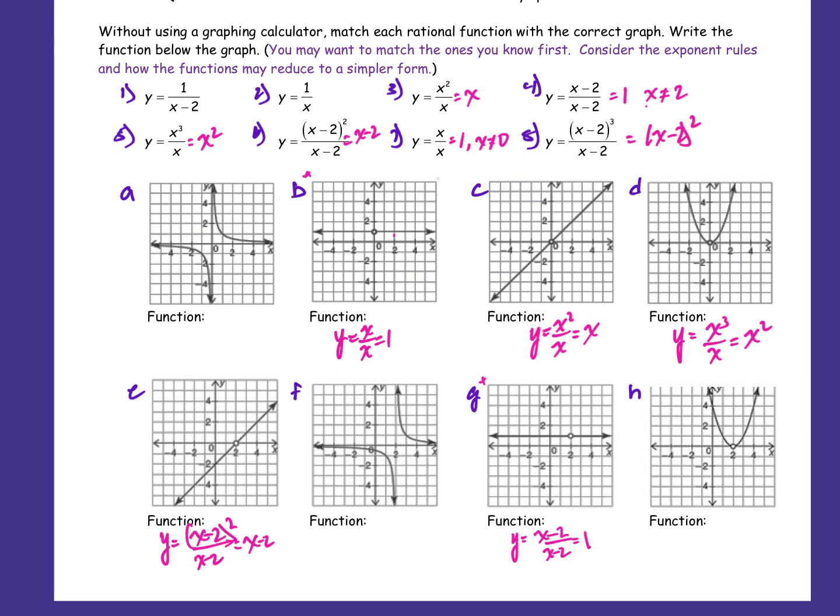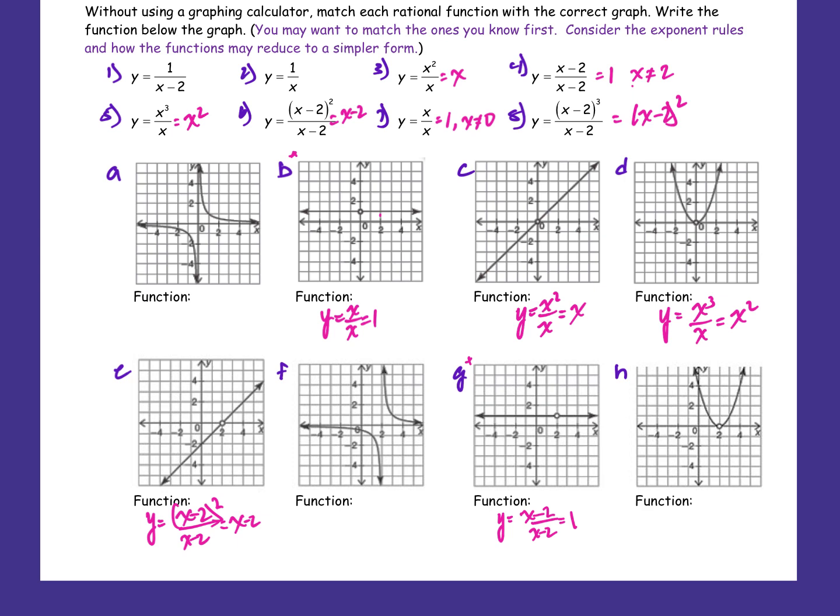So again, I've got a square, so it's a parabola. So it's got to be my other parabola I have left, shifted to the right 2. That's what minus 2 means. I'm going to the right 2. So this is y equals x minus 2 cubed divided by x minus 2, which is x minus 2 squared.